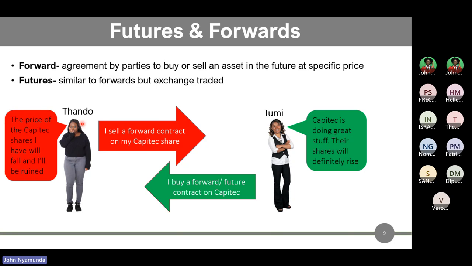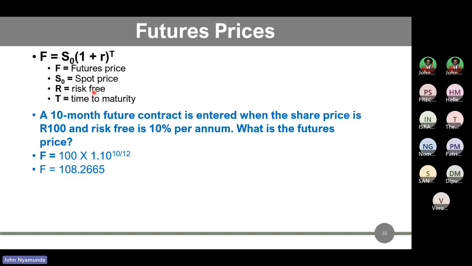The only difference being it's exchange traded. So it's no longer an agreement between Tando and Tumi. Now Tando, instead of going to Tumi, goes and buys a futures contract on an exchange, like the Johannesburg Stock Exchange. It's called not Stock Exchange, Johannesburg Securities Exchange. Yes. That's the only difference between the forward and a future.